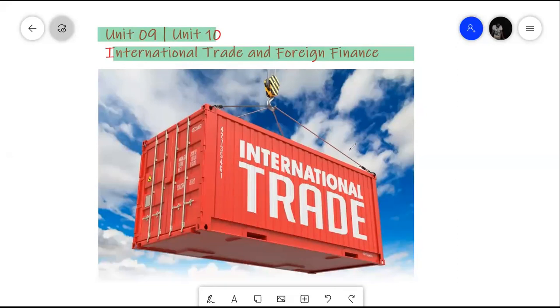We'll start off with the MCQ. In MCQs, you'll get somewhere around 5 MCQs, I will say. Every paper has around 5 MCQs. So 5 MCQs is 10 marks and one essay question is 20 marks. So in total, for these two units, 9 and 10, you'll get somewhere around 30 marks.